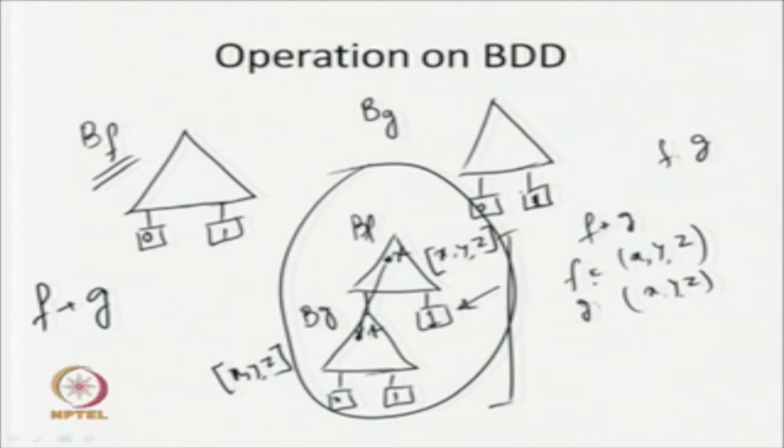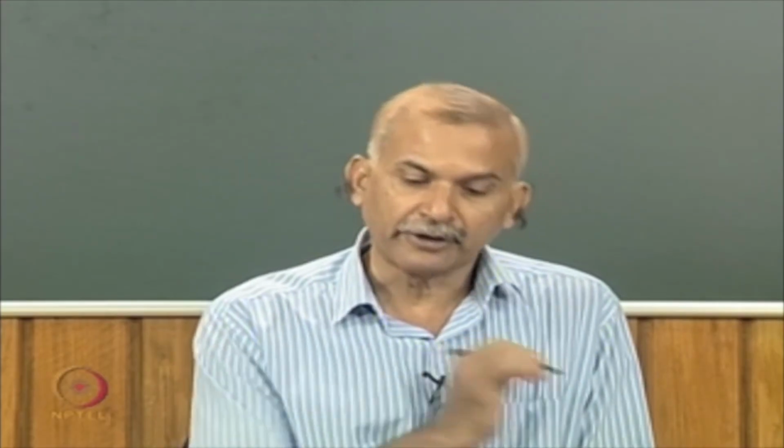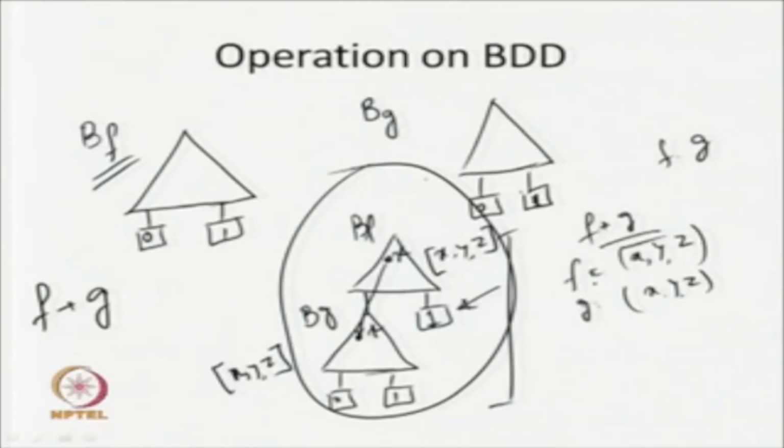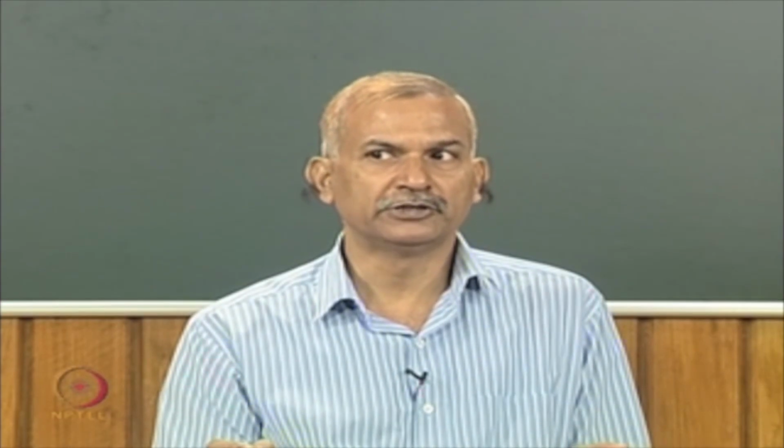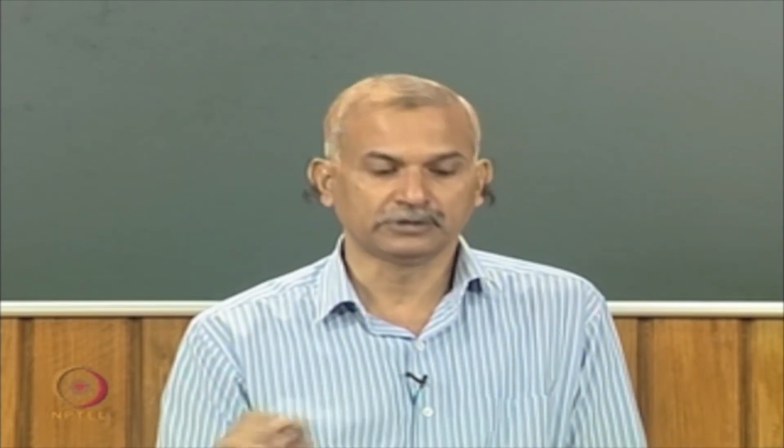So, if we simply construct the BDD for f plus g by taking the BDD bg with bf, then we are not going to get an ordered BDD. That means the resultant BDD is not an ordered BDD. So, we simply cannot use the operation that we use for BDD. For ordered BDD we have to handle it differently. So, in today's lecture we are going to see how we can perform those Boolean operations on BDDs, or in particular ordered binary decision diagrams. Okay.